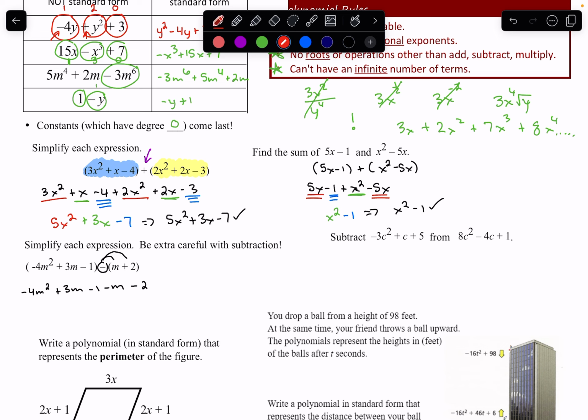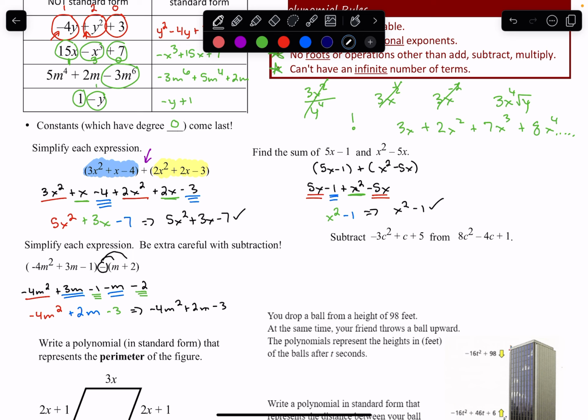Now I look for what can combine together. Again, I'm going to start with squares, so -4m squared. And then I'm going to move on to my regular m's. So I've got 3 m's right here, minus 1m. You don't see the 1 in front, but it's there. We've got one of them. So 3 minus 1 is 2 m's. And then last, I've got a -1 here and a -2 here. So those combine to become -3. So my final simplified expression is going to be -4m squared plus 2m minus 3. That's an m right there.